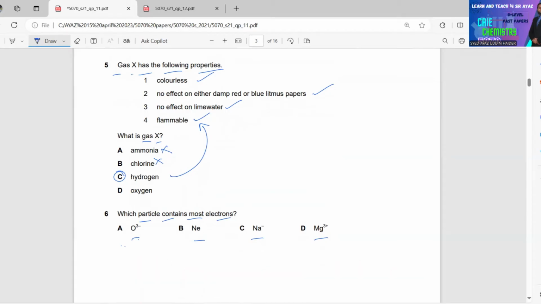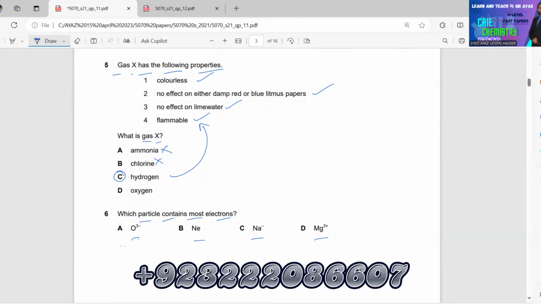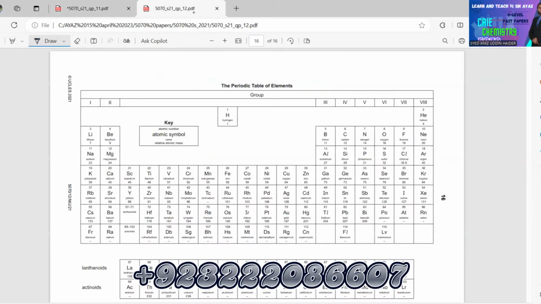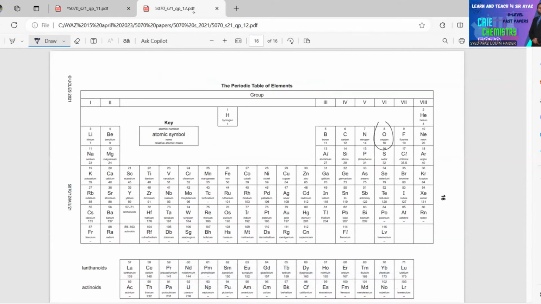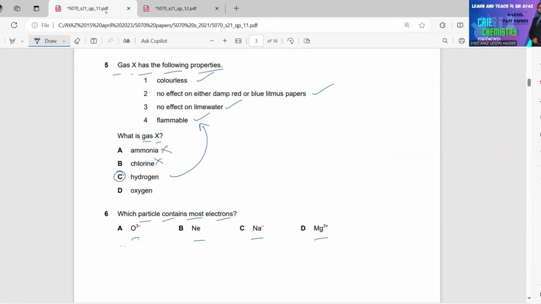Let's look at the number of electrons in O, Ne, Na, and Mg. Here we have O, number of electrons is 8. Ne, neon, number of electrons is 10. Na, number of electrons is 11. Mg, the number of electrons is 12. Coming back to this slide.